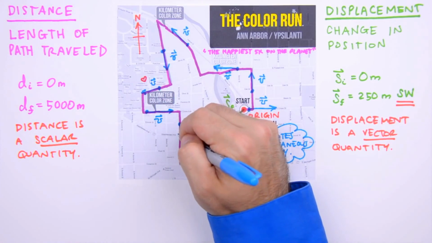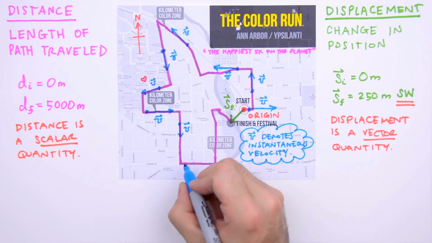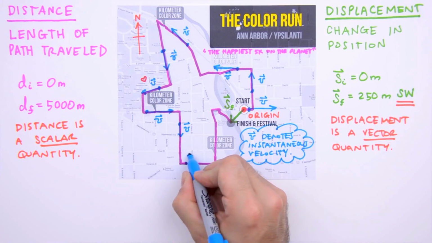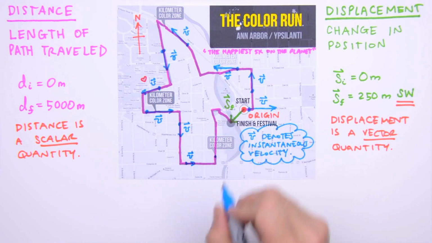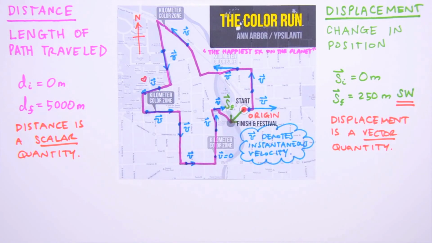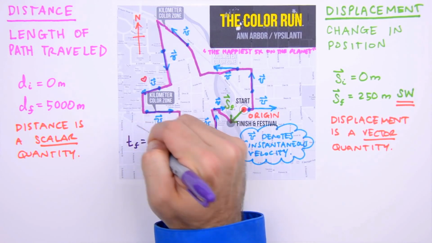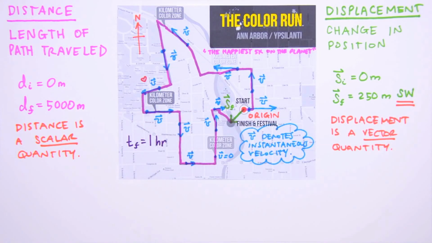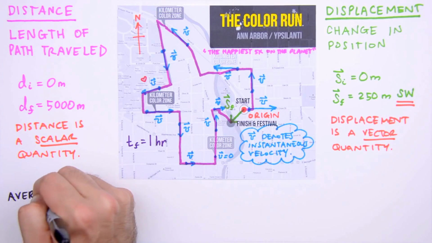And maybe our runner is getting tired after the first couple clicks, is beginning to slow, so shorter vector arrows. Maybe even comes to a halt at the 4th kilometer color zone to rest, replenish some electrolytes, clean the cornstarch out of their ears, and the runner goes on to complete the race with a finishing time of, let's say, 1 hour. Now we can determine average velocity.